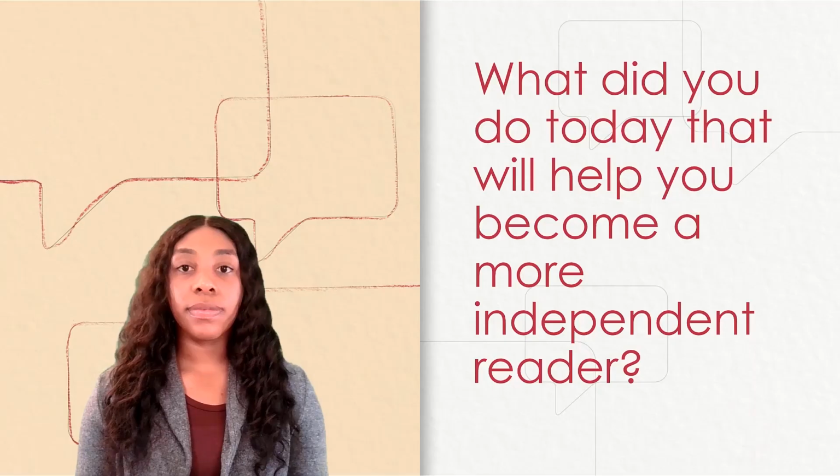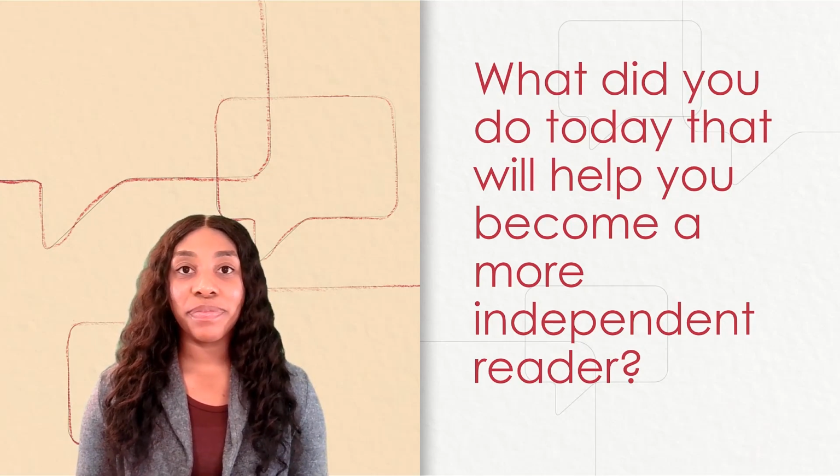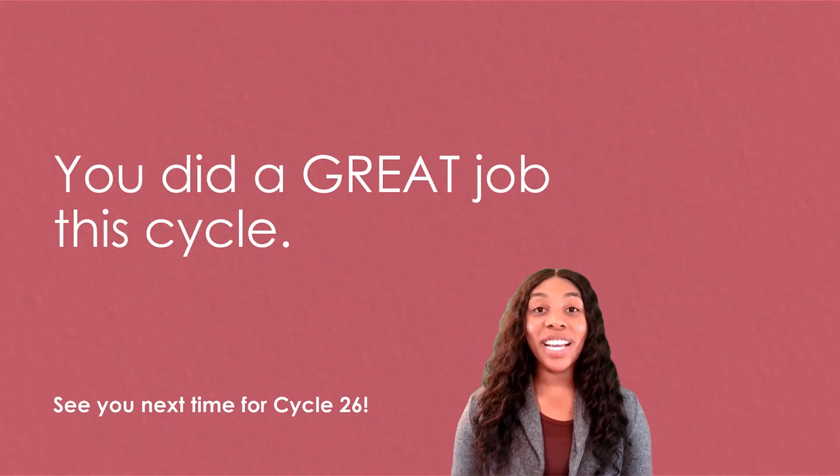Closing reflection. What did you do today that will help you become a more independent reader? You did a great job with this cycle. Keep practicing all of the words that have the kul sound, and I challenge you to underline if you can, or make sure that you make a mental note of all of the words that you see with the kul sound and notice how it is spelled. Keep reading, keep writing, and I can't wait to see you next time.